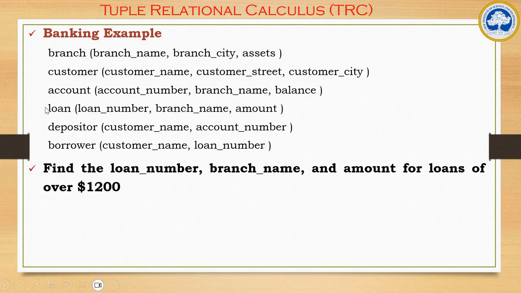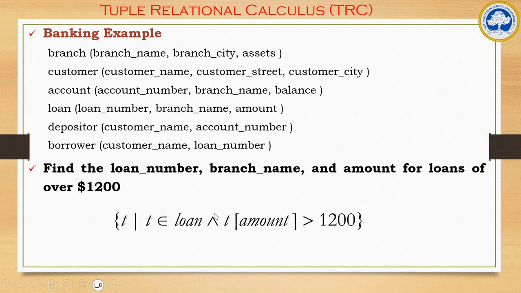Looking at the tables, we can easily identify that all this information is available in the loan table. So our concept is very simple now, and we can write the query. T such that there exists t in loan, where the table name is loan, and the condition is that the loan amount must be greater than 1200. If the condition is satisfied, all the attributes are checked for each and every tuple.